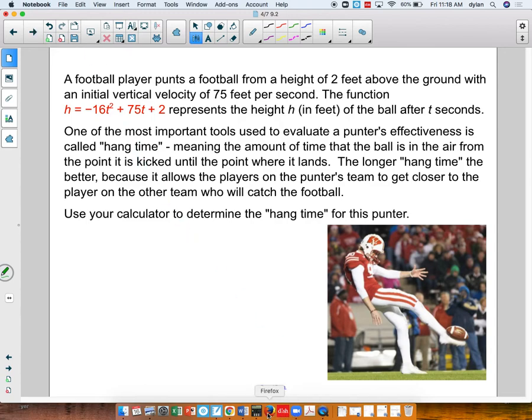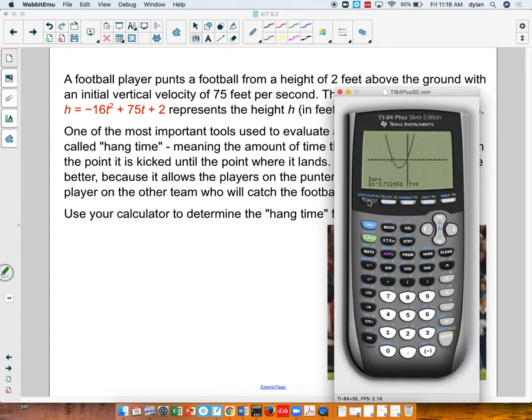So we're going to use our calculator and graph this expression. So y equals negative 16x squared, obviously there's no t, but we'll use x instead, plus 75x plus 2. Now, if I hit graph here, I don't really see very much, right? I see a bit of my expression, but not all of it. But what I do notice is a couple things here.